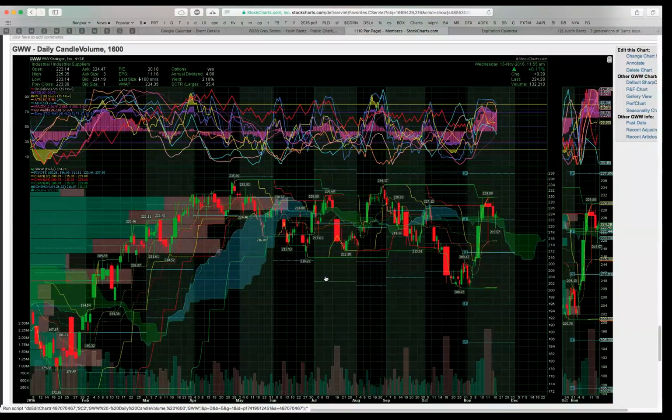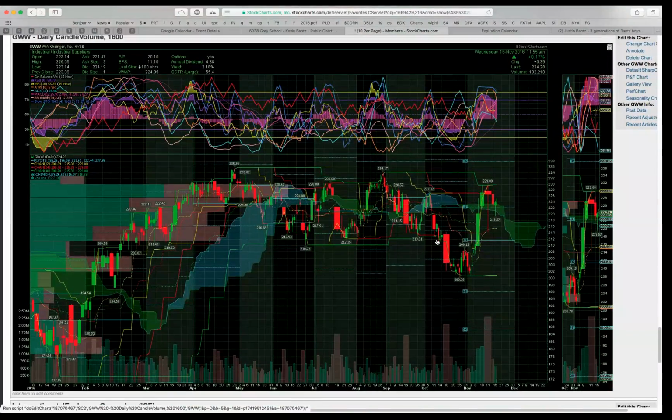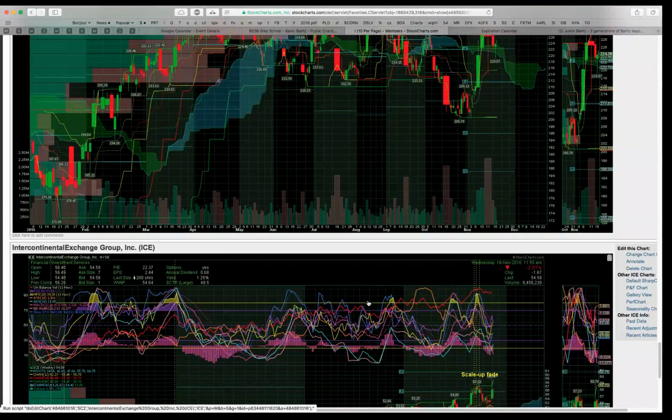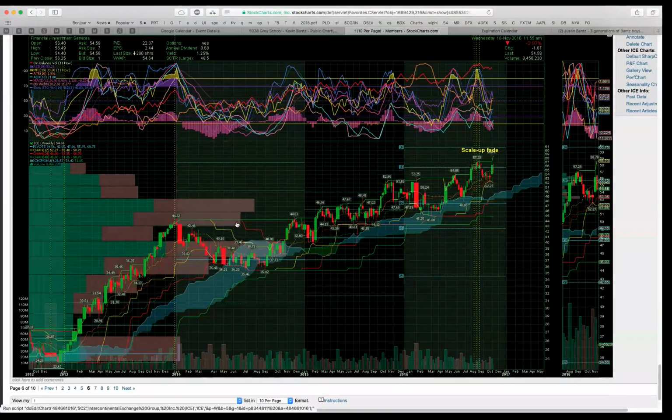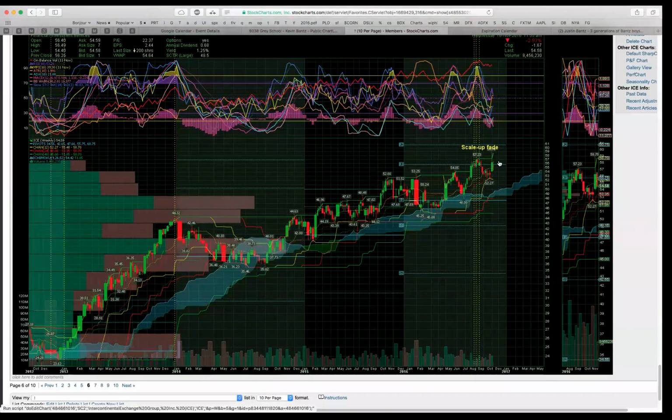This one, Grainger. Okay, so the industrial, this one is looking kind of weak here. A lot of sideways here, and recently lower. Okay, so this was a scale up fade, basically, I think double top here. That could have a possibility of sliding pretty hard down here.